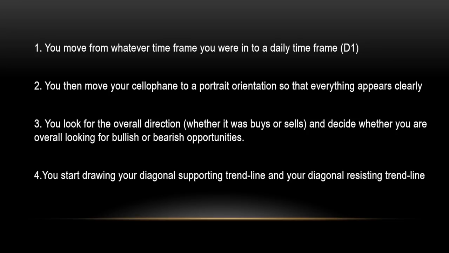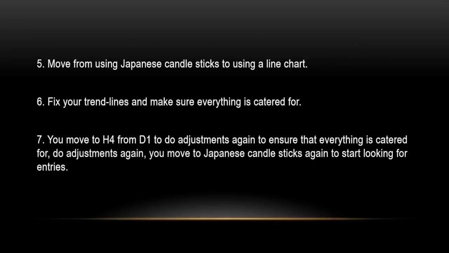The third step, you look for an overall direction. Remember, you're now in portrait orientation. You look for an overall direction, whether it is buys or sells. You then decide whether you are looking for bullish or bearish opportunities. Number four, you start drawing your diagonal supporting trend line and your diagonal resisting trend line. The fifth step, you move from using Japanese candlesticks to using a line chart. Number six, you fix your trend lines and make sure that everything is catered for.